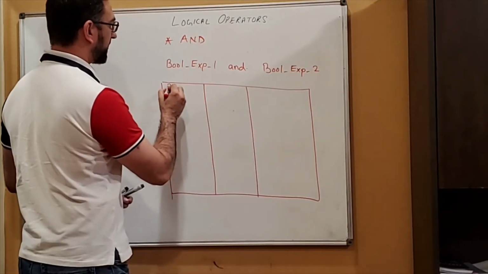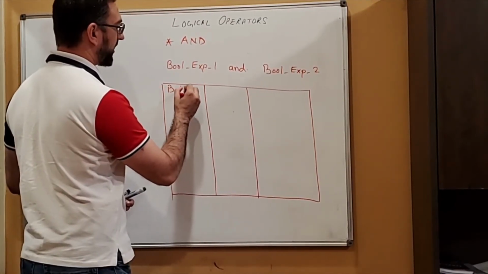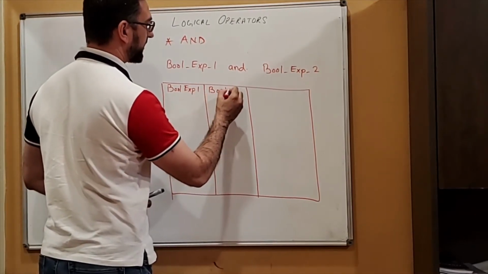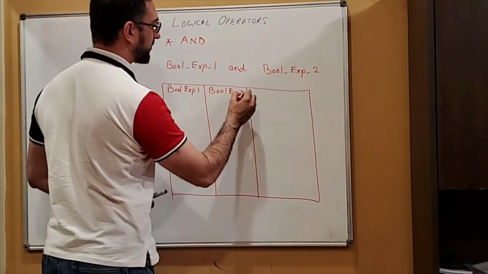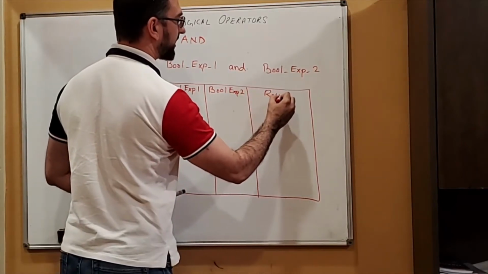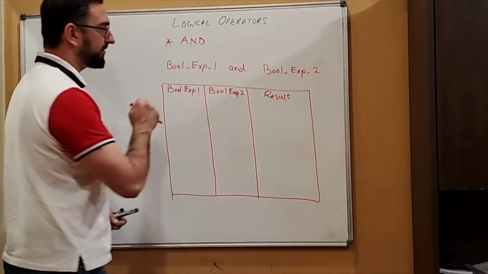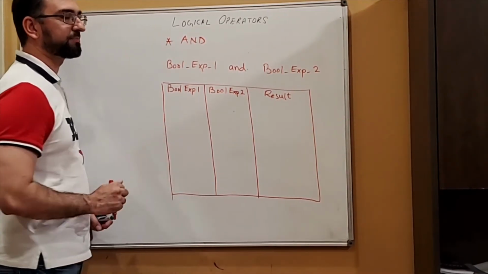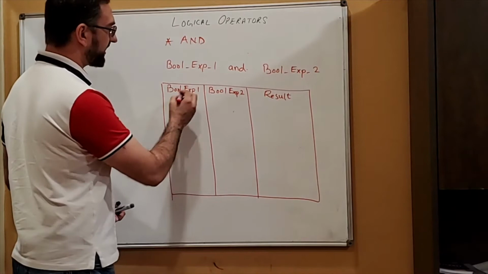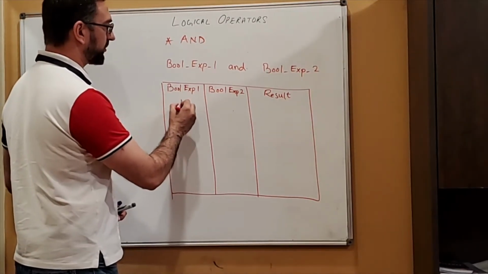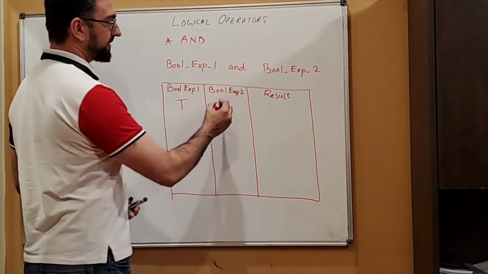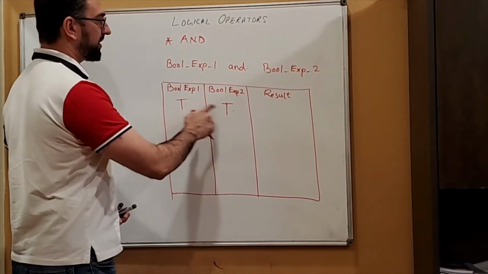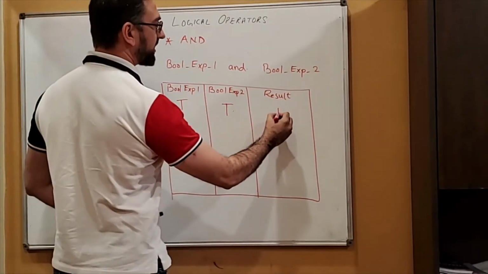We say Boolean expression 1 here, Boolean expression 2 here, and the result of combining these two Boolean expressions with an AND. So if this Boolean expression evaluates to true, and the second Boolean expression evaluates to true, if you combine it with AND, it's going to result in true.